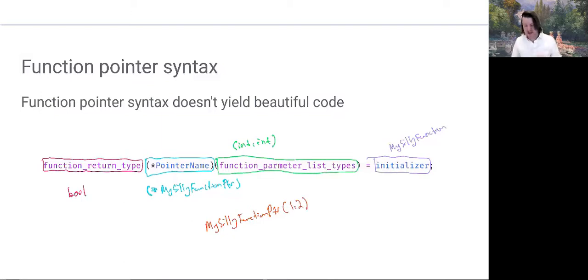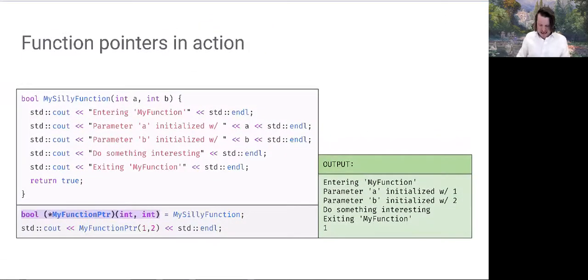That would cause my silly function to be invoked with the arguments 1 being used to initialize the parameter A, 2 being used to initialize the parameter B. And if you look at this, it's pretty much equivalent to calling my silly function with the same arguments. Cool. So let's go ahead and look at this in action.